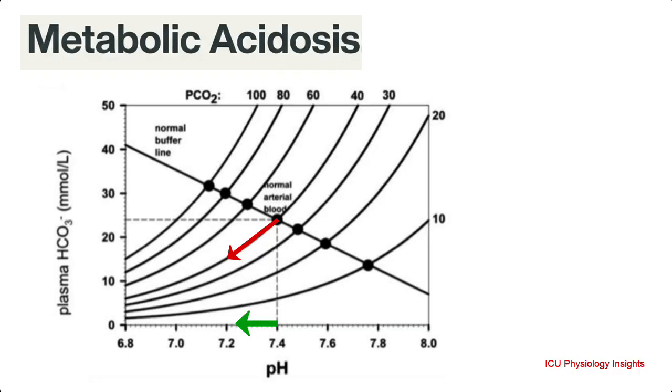Now, the compensation here is respiratory and it is fast. The peripheral chemoreceptors sense that low pH and they drive ventilation. The patient starts to breathe faster and deeper to blow off CO2. This lowers the PCO2 and moves our point to the left, along a new blood buffer line that's parallel to the original one. This brings the pH back up, providing a partial but very rapid compensation.